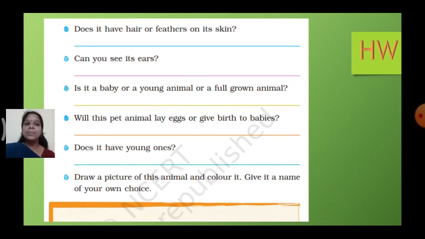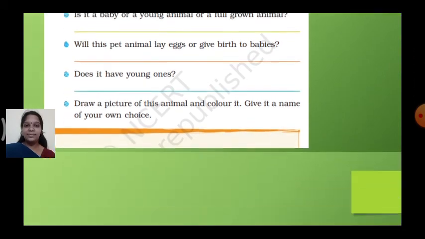Draw a picture of these animals and color it. Give it a name of your own choice. If it is a dog or cat, draw whatever you know how to draw, a dog. Like that, you have to draw it down. Okay, children, this one also you have to copy in your homework note.